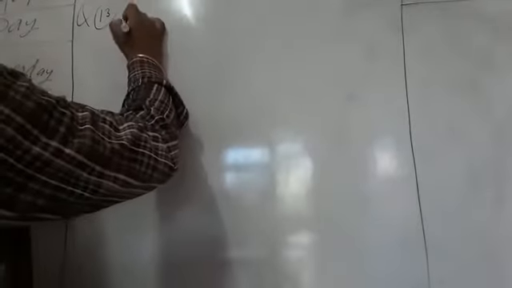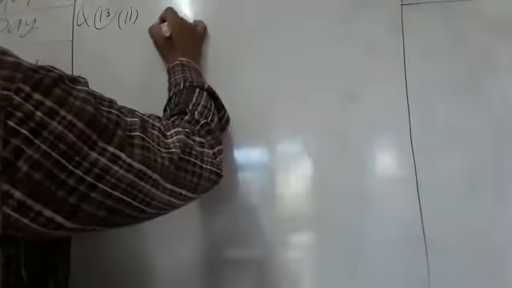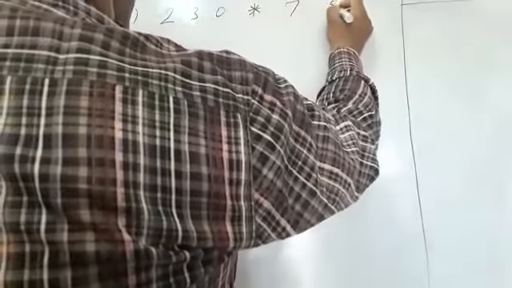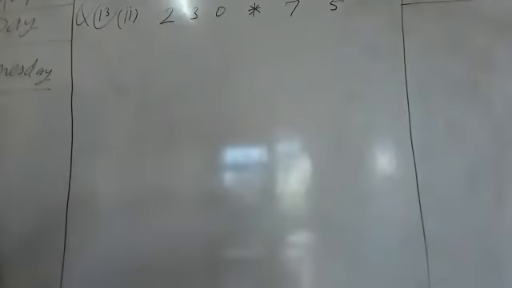Now we again move to question number 13. In question number 13, in each of the following numbers, replace star by the smallest digit to make it divisible by 11. So now we take the second part of it. This is 230, then star, and 7 and 5. And you know the divisibility test by 11 very well.